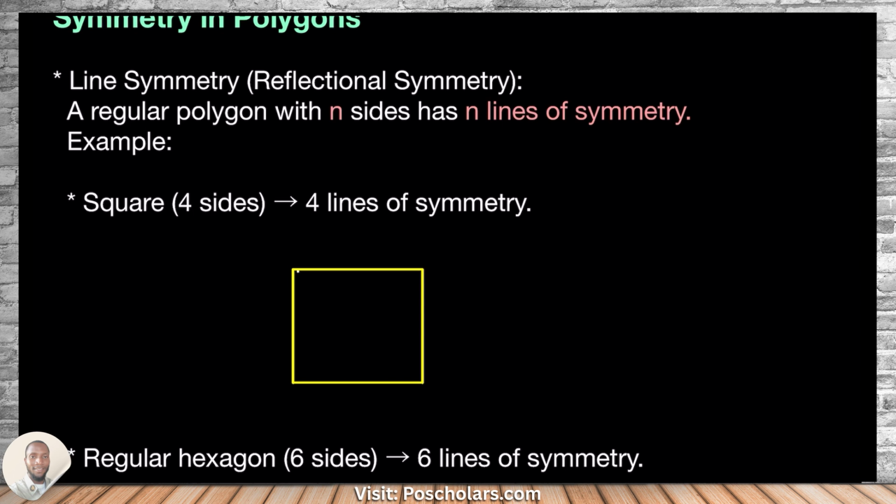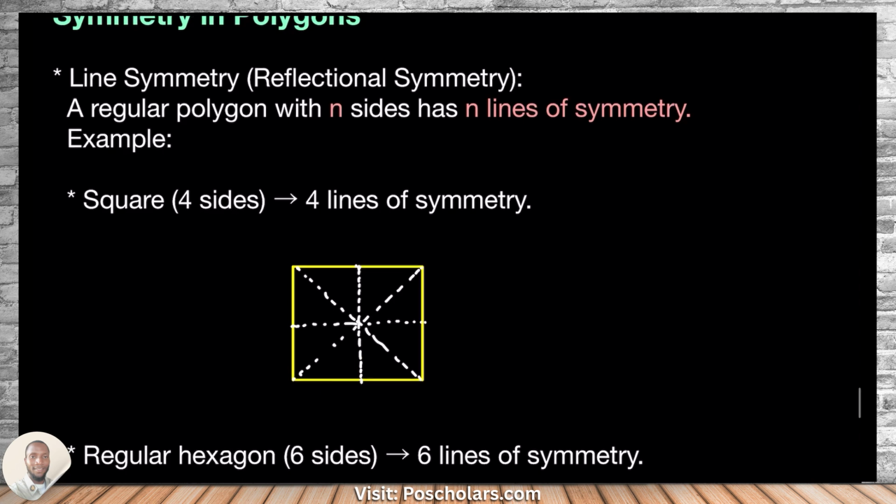So if I draw one line of symmetry here, very true, you can see that you can actually fold this part into this part and you have the same shape. That's the first line of symmetry. The second line of symmetry will be here. You can fold it this way, right? The third line of symmetry will be the midpoint of this side going downward. You can fold it along this line. And the last line of symmetry is here. You can fold it along this side. So it has 4 lines of symmetry, right?